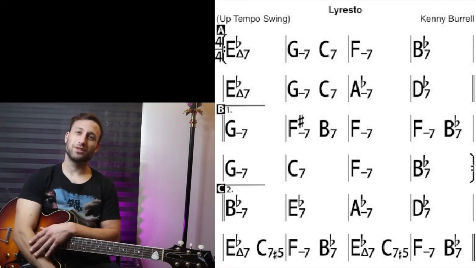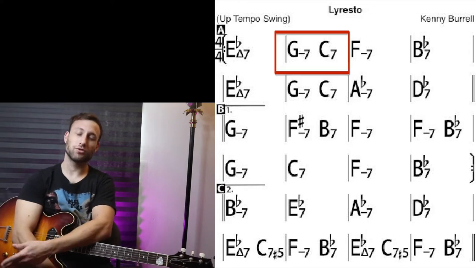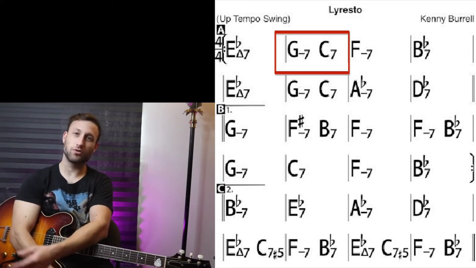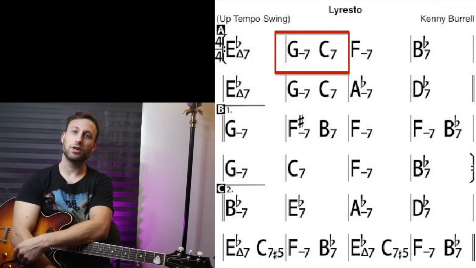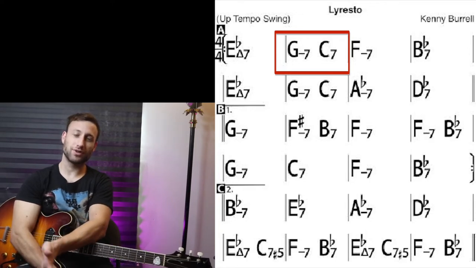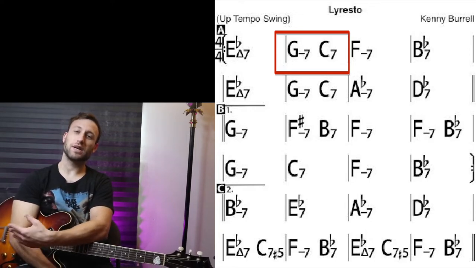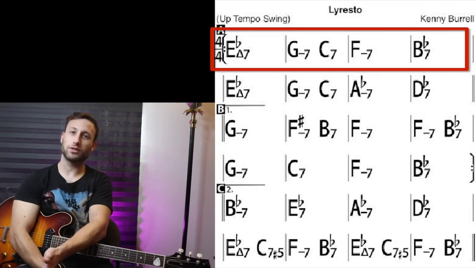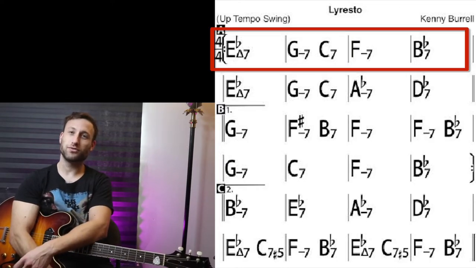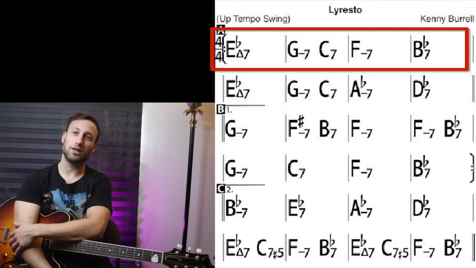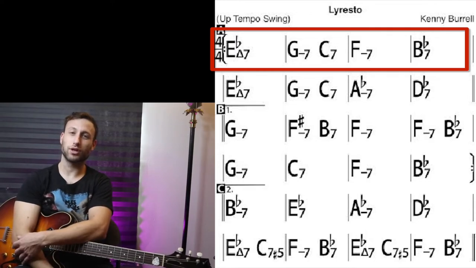So I really just like to see this bar as some sort of C chord, or the sixth chord in the key of E flat major, ignoring the G minor just for a second here. And this basically turns the first four bars into our familiar 1-6-2-5 progression in the key of E flat major, and each chord gets a whole bar.